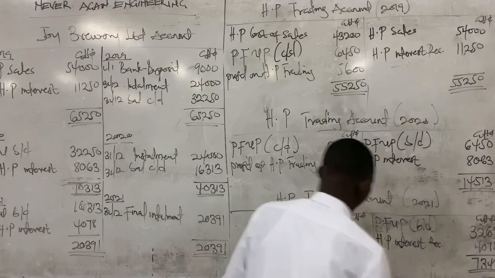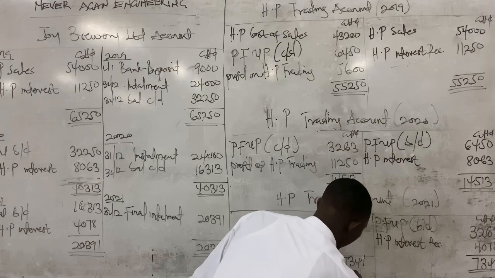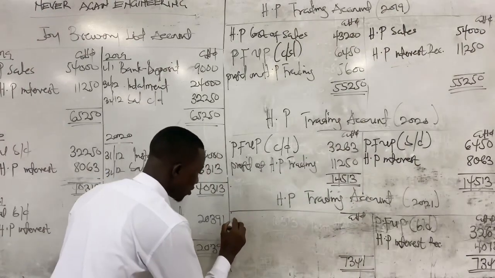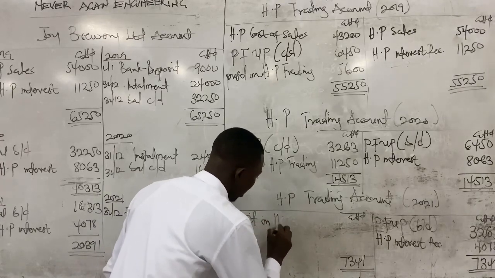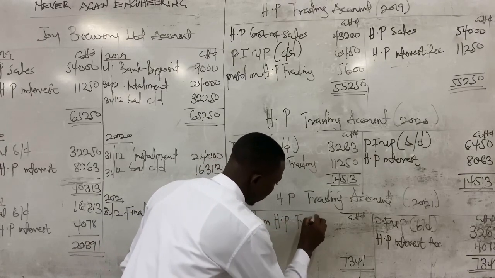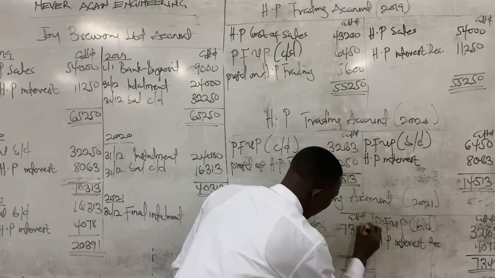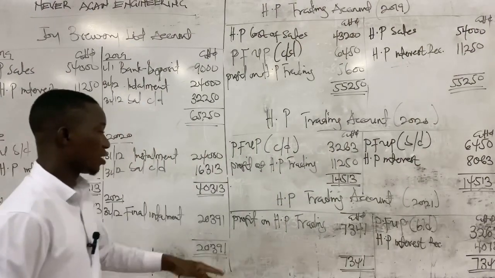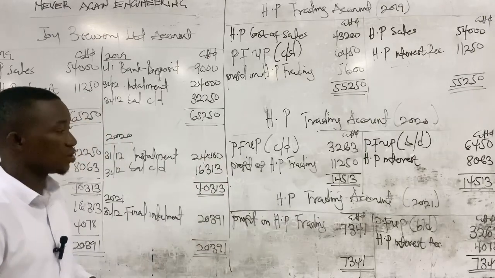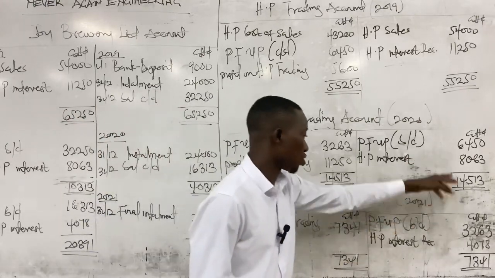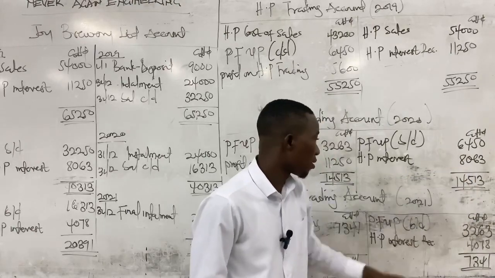So this will give us 7,341. This will give us 7,341. Then the difference here will be the profit on HP trading. That is 7,341. Okay, so this is the profit on hire purchase trading for the year 2021. So this amount wasn't clearly shown at the initial stage, but for now you can see it on your screen.